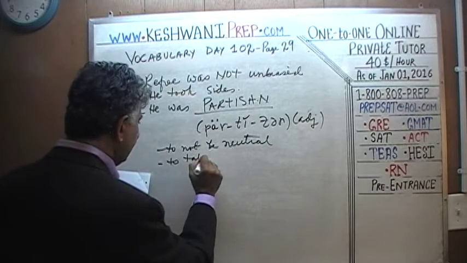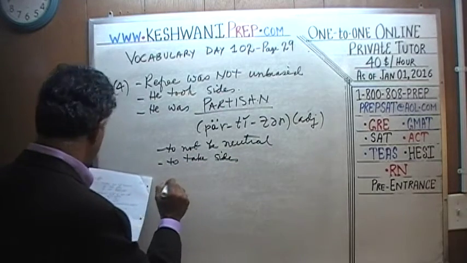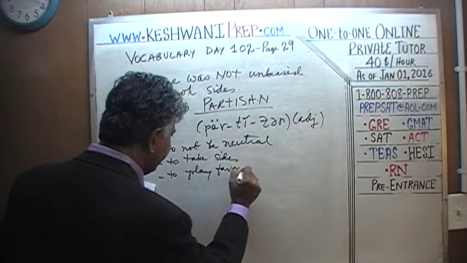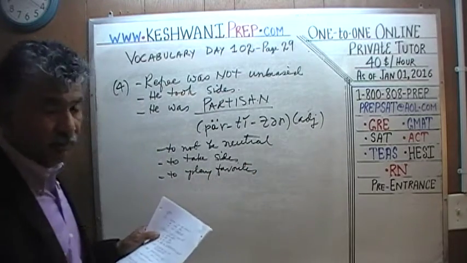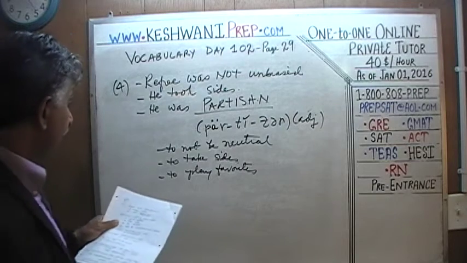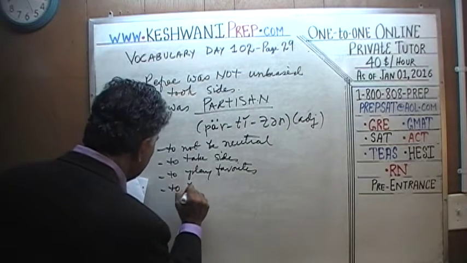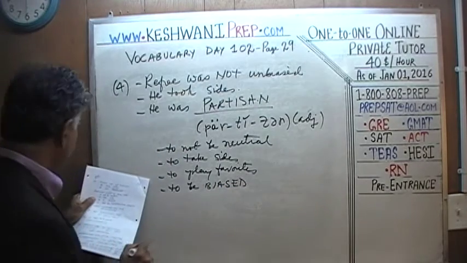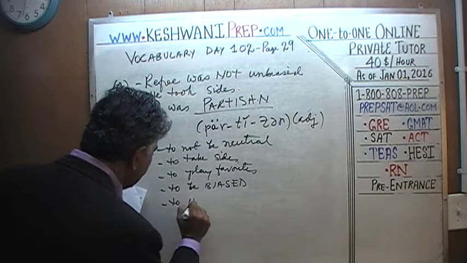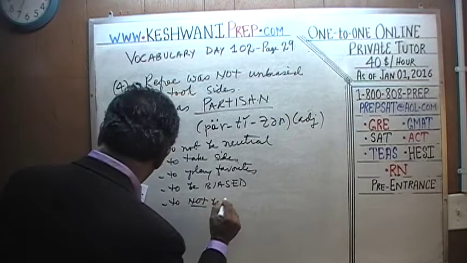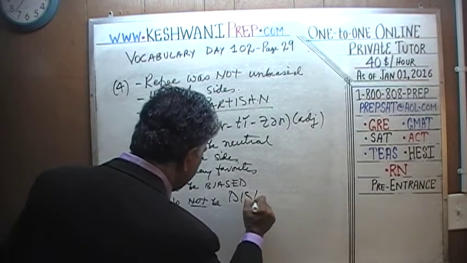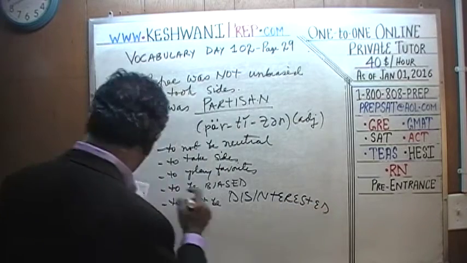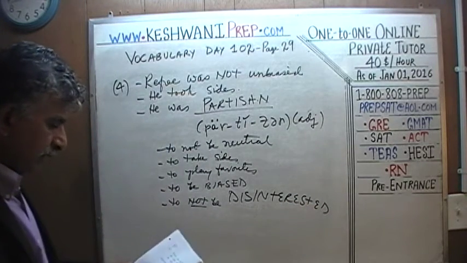It means to take sides. Two, play favorites. If you play favorites, you're not being unbiased. You're being biased. It means to be biased. And finally, to not be disinterested.